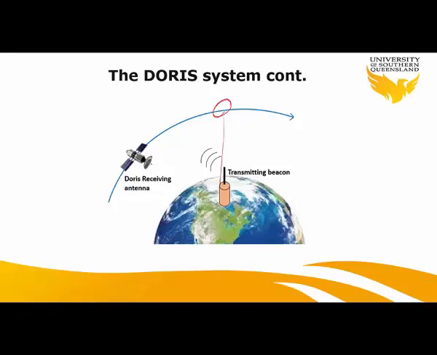From the time it takes for the satellite to get to that point, as well as the frequency shift, the satellite can get the position, or the range or distance from the ground station to the satellite, which can be used for orbit determination.